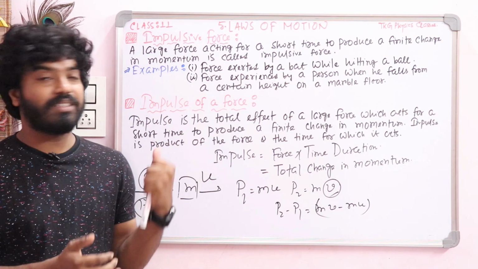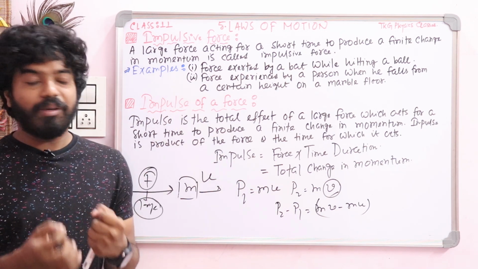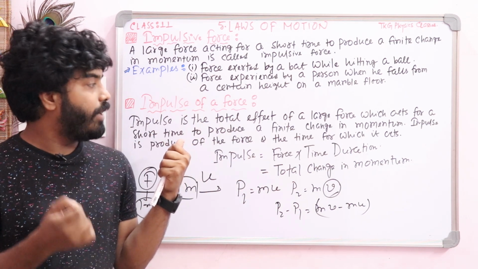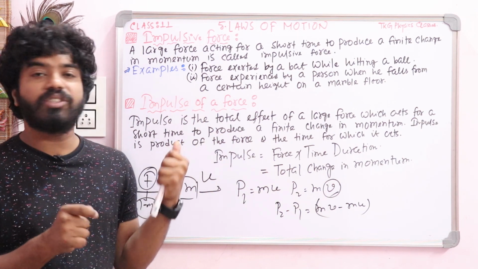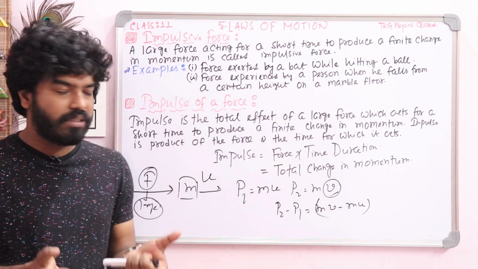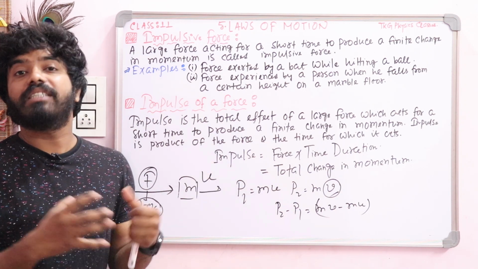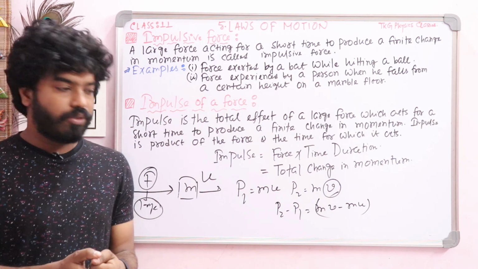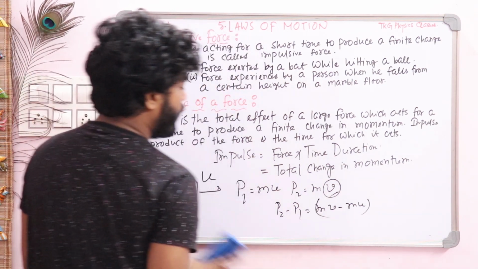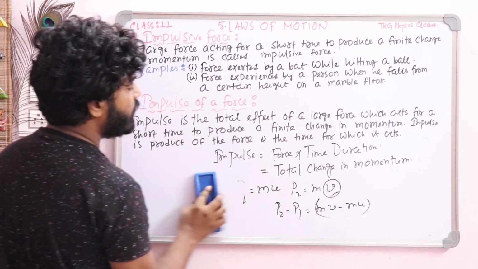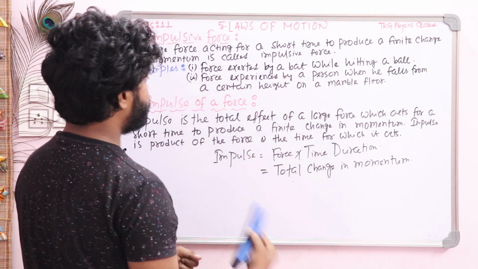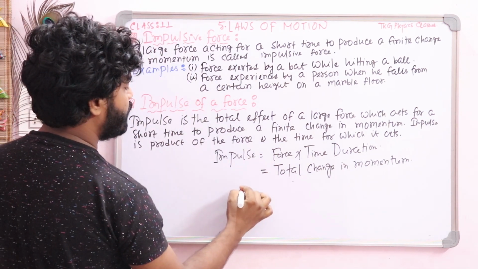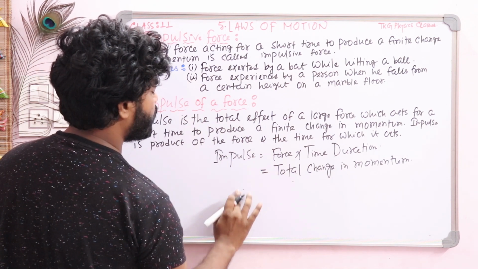Okay, now what is the impulse of force? So impulse, you see the definition, write it down: impulse is the total effect of a large force which acts for a short time to produce a finite change in momentum. That means impulse is the product of force and the time duration in which the force acts on the body. The product of force and time duration is known as impulse, and the large amount of force is known as impulsive force. The impulse is denoted by the symbol J.